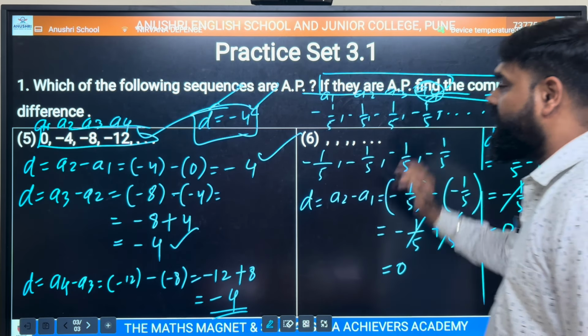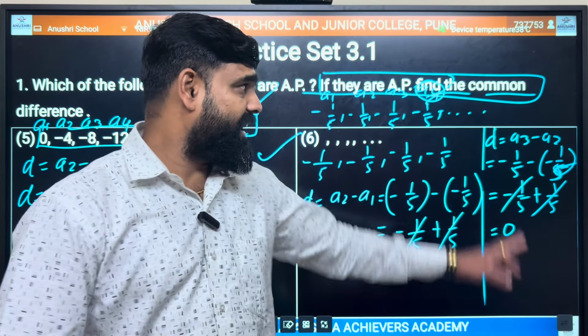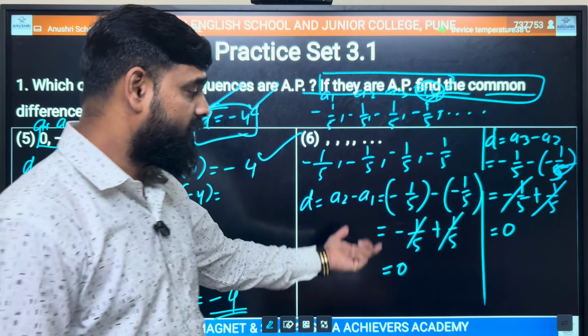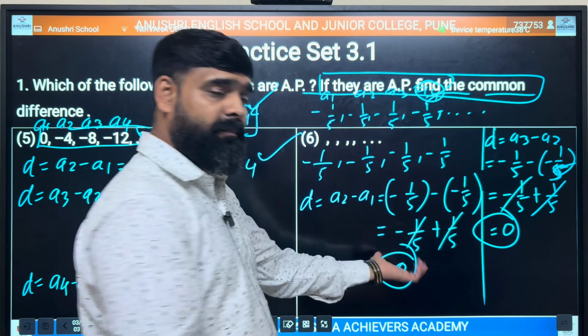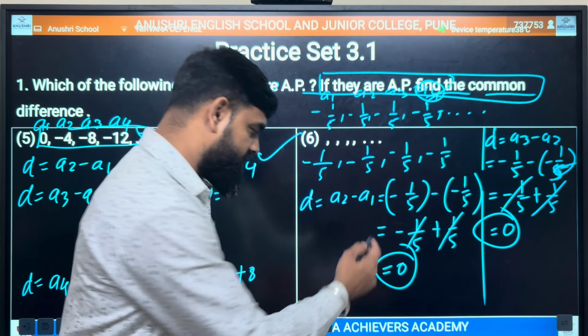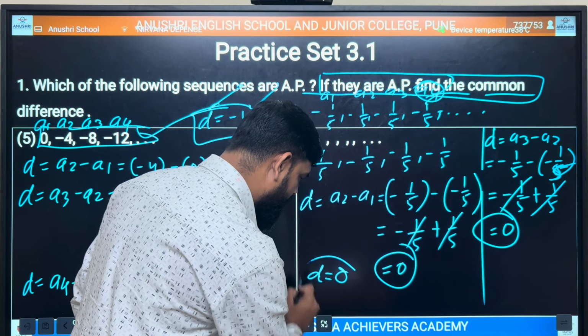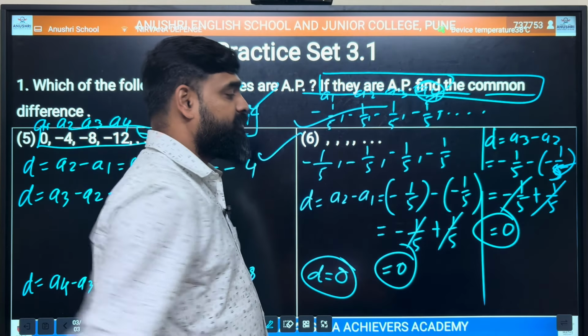We will get a similar D. So A4 minus A3 is also going to come 0. Okay, so we have got the same D here, the common difference. So D is equal to 0 here, and we can say that this is an AP.